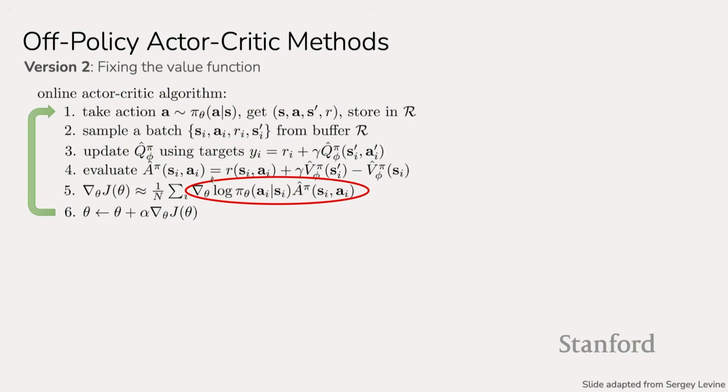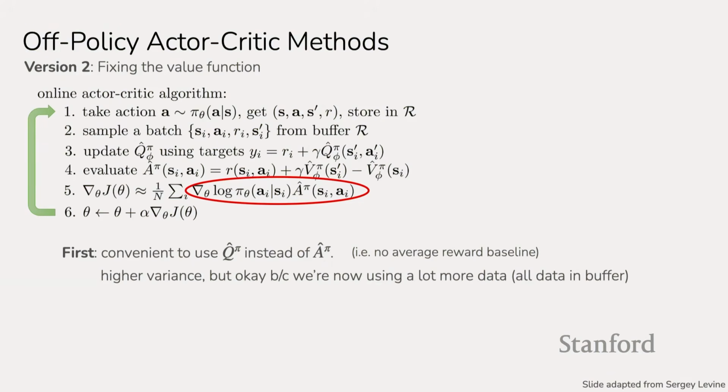The last thing is what we want to do here. So instead of estimating the value function, we estimated the Q function. There's a couple things that we'll do here for this update. The first is that it'll be convenient to use Q instead of A. And this means that we're not going to use a baseline. This is going to be higher variance, but that's going to be okay because we're going to be using a lot more data, like all the data from our buffer, not just the data from our current policy.